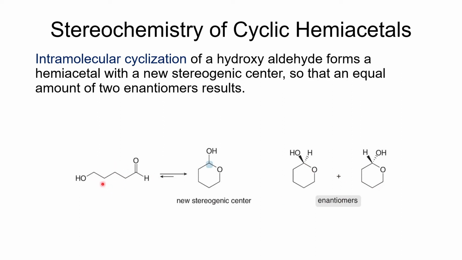If we do have a chiral component over here, we will not necessarily get a racemic mixture. And in fact, I'll show you what happens when we get to the section on carbohydrates at the end.